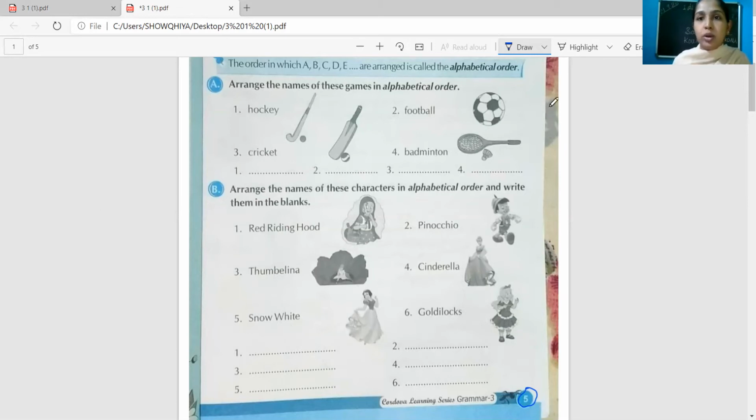Now we'll quickly come back to our reader part. Which lesson is there in our reader? We are going to see it now.